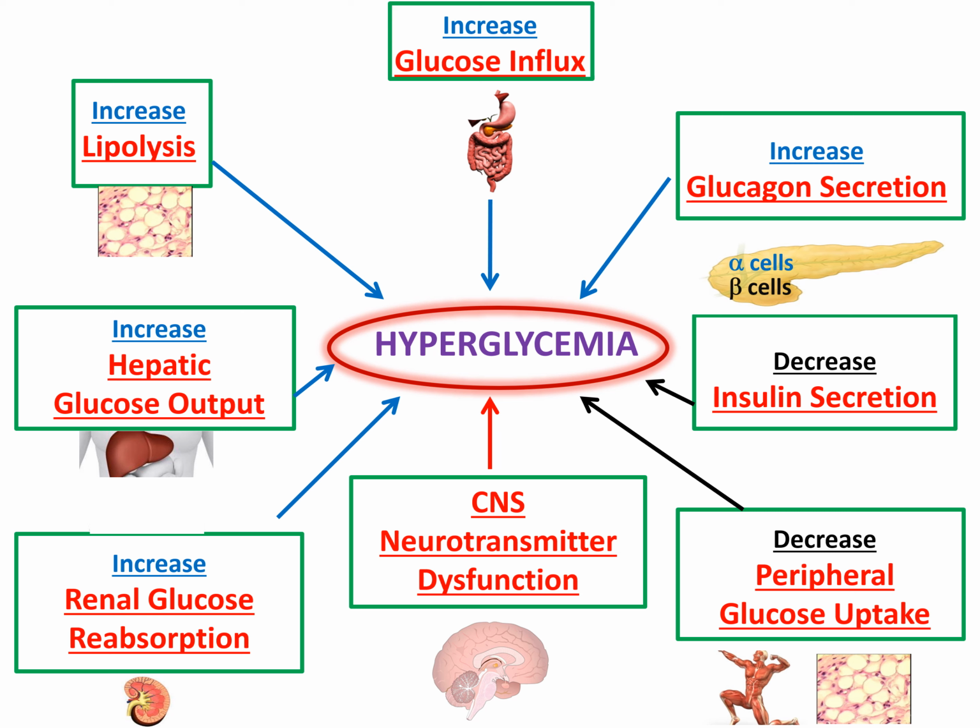So I am mentioning two factors: a decrease in the insulin secretion and a decrease in the peripheral glucose uptake will be leading to hyperglycemia. And the other factors that I mentioned, all of them will be leading to an increase in the glucose level and leading to hyperglycemia.